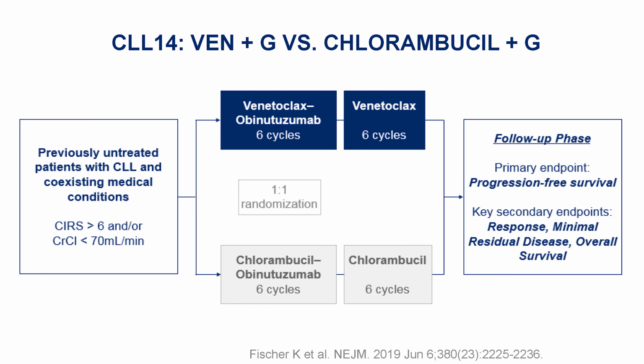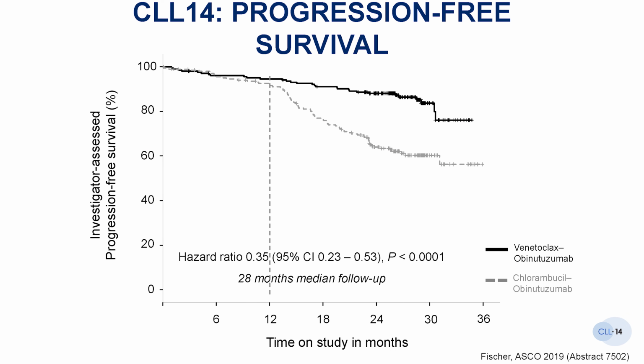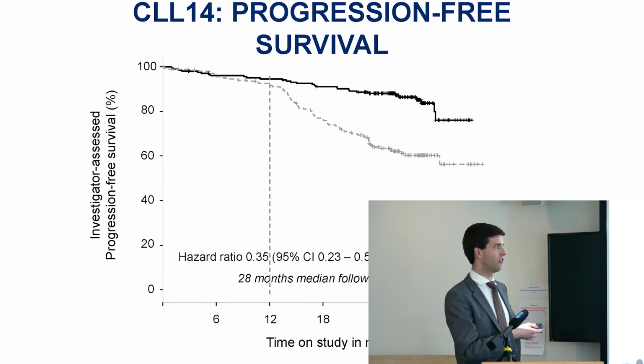And then venetoclax plus obinutuzumab was another study that was compared to chlorambucil obinutuzumab, and we're seeing similar things. So compared to chemoimmunotherapy, it seems like these new drugs probably work better, at least in terms of controlling disease. Although so far in those studies that I showed you, there hasn't been a difference in how long people live for, just disease is controlled for longer.